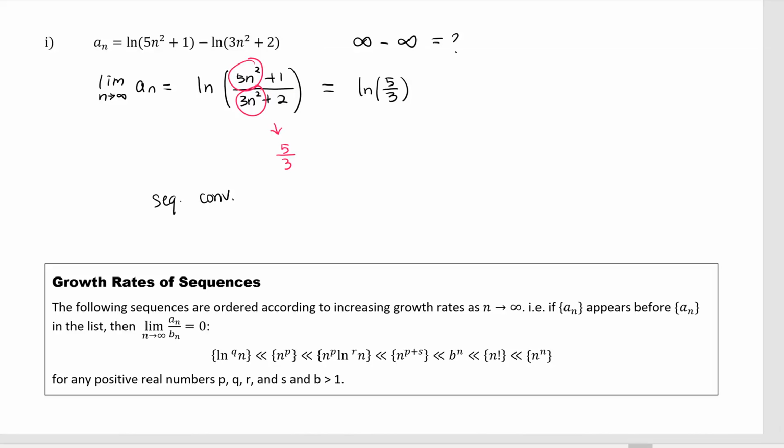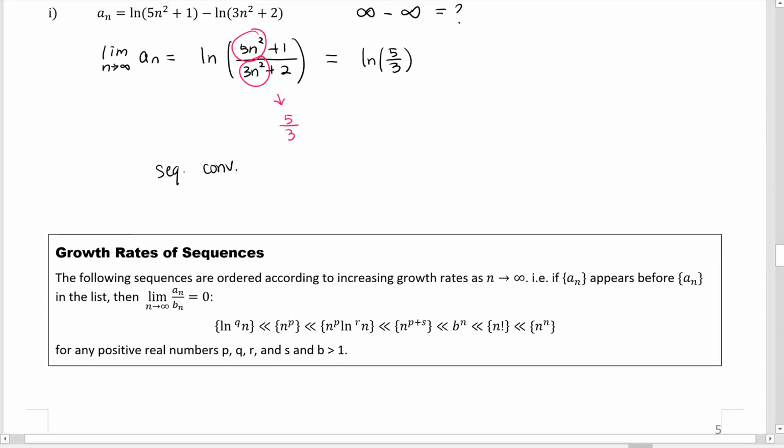Let's talk about the growth rates of sequences. The following sequences are ordered according to increasing growth rates as n goes to infinity. If a sub n appears before b sub n in the list, then the limit of a sub n over b sub n is 0. Why? Because the numerator is smaller, the denominator is bigger, then the quotient is going to be 0 for the limit.